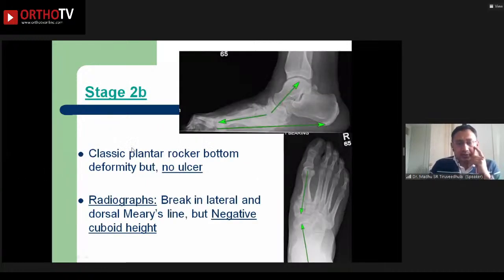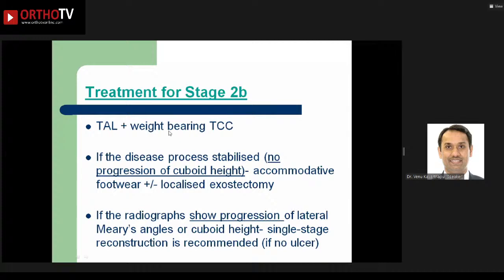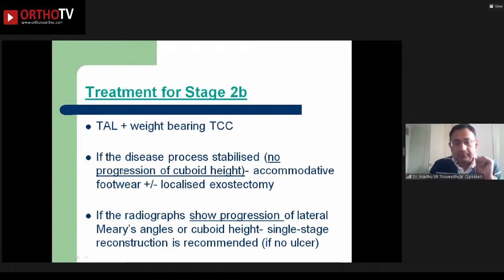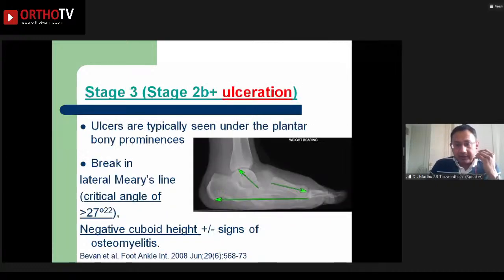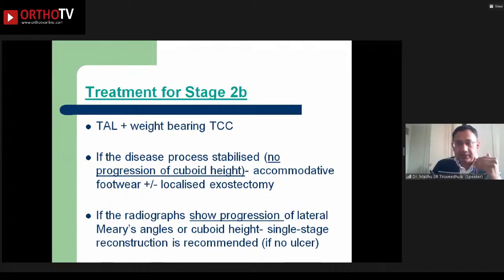So stage 2B is an extension of what we've seen in stage 2A, but here the cuboid has dropped below the line of weight bearing, so it's a negative cuboid height. The risk is that it's pushing on the skin, hence the risk of ulceration is very high. They haven't got the ulcer yet, but the risk is high. At this stage, we do, again, tendo-Achilles lengthening with total contact cast, and then see what happens. Most of the time, the disease stabilizes. If it stabilizes, we just excise the bony lump or try to accommodate it in specialized insoles. But if they progress on the X-ray and the skin is at risk, then we go with a single-stage reconstruction as Prof. Venu has described.